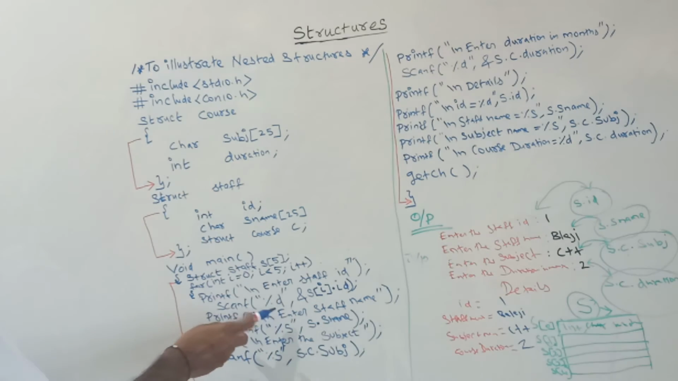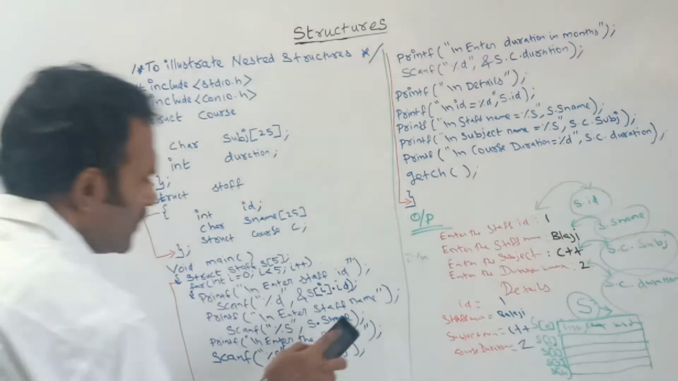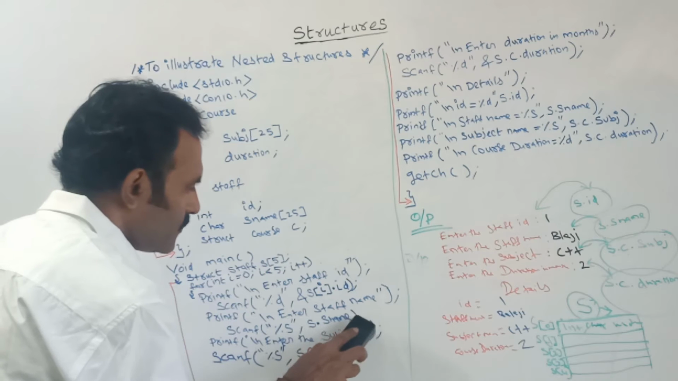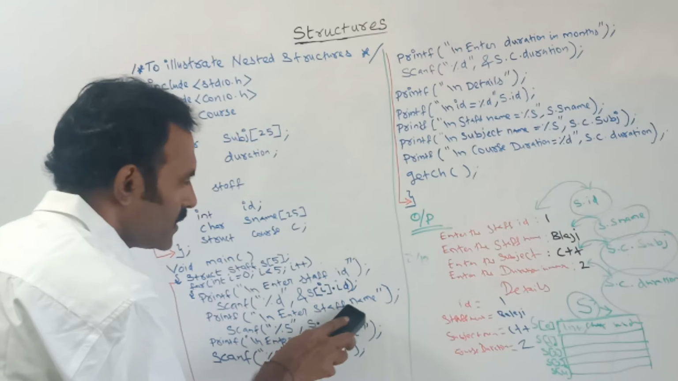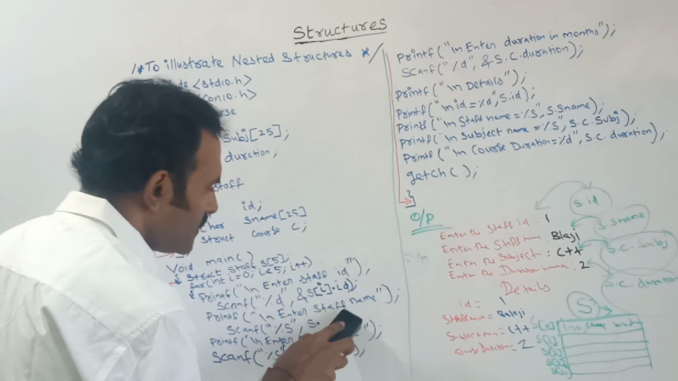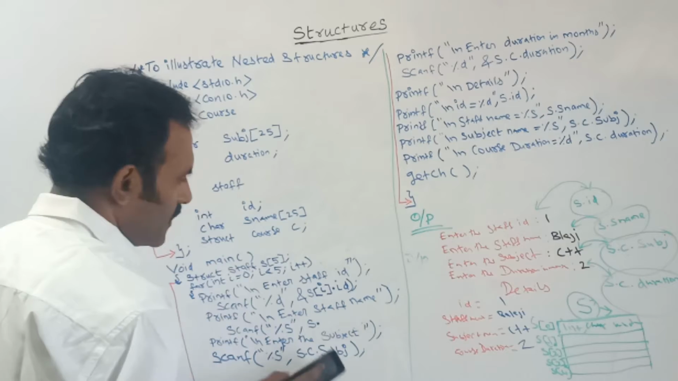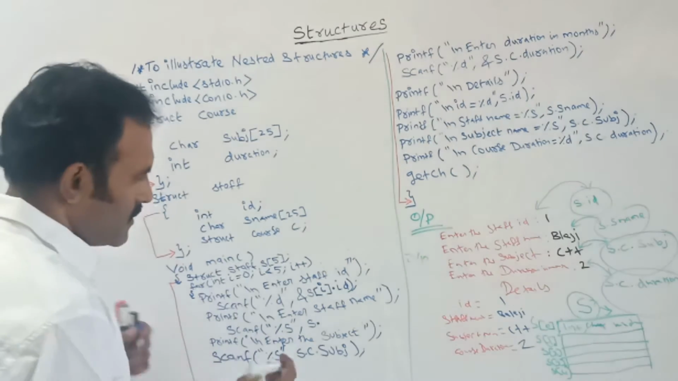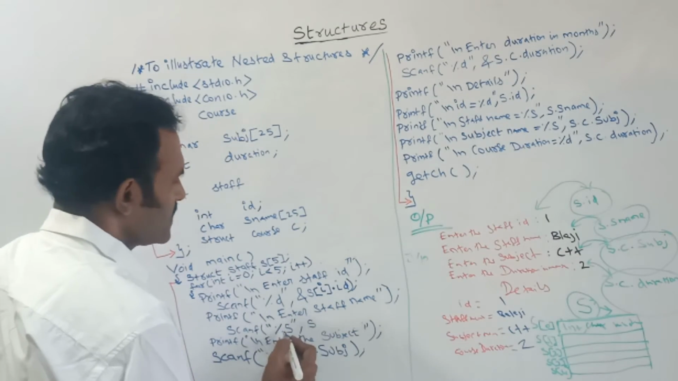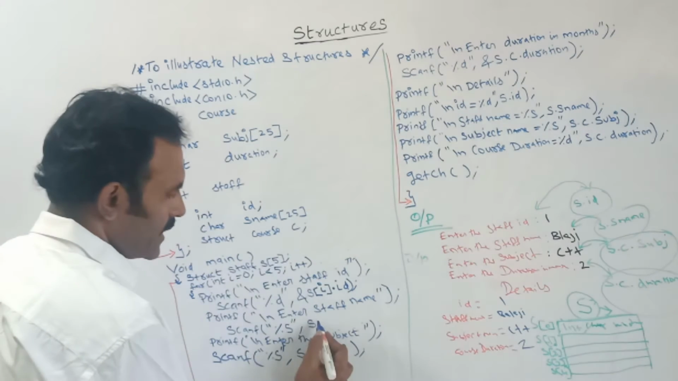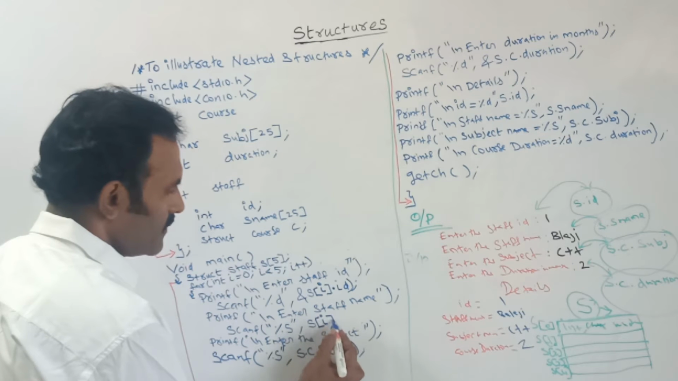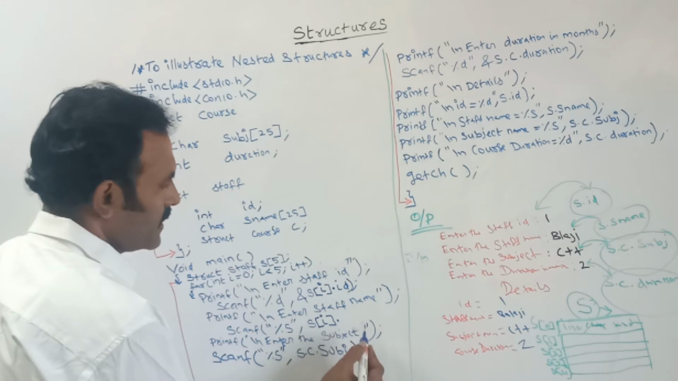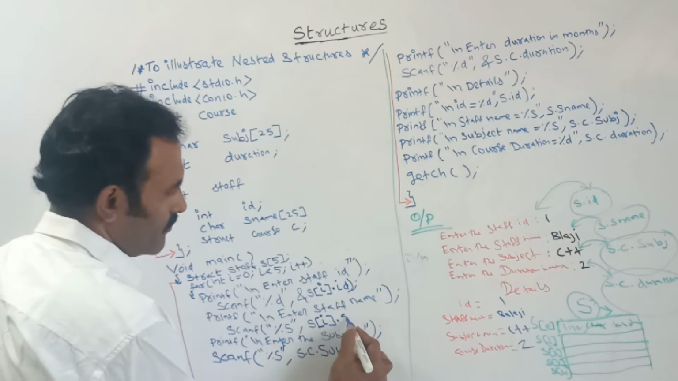In the same way, second one, enter the staff name. For this also we should use the subscript value. We should give the subscript value to store the record at that position. Now percentage s is for storing the string value. Here I am storing s of i dot s name.